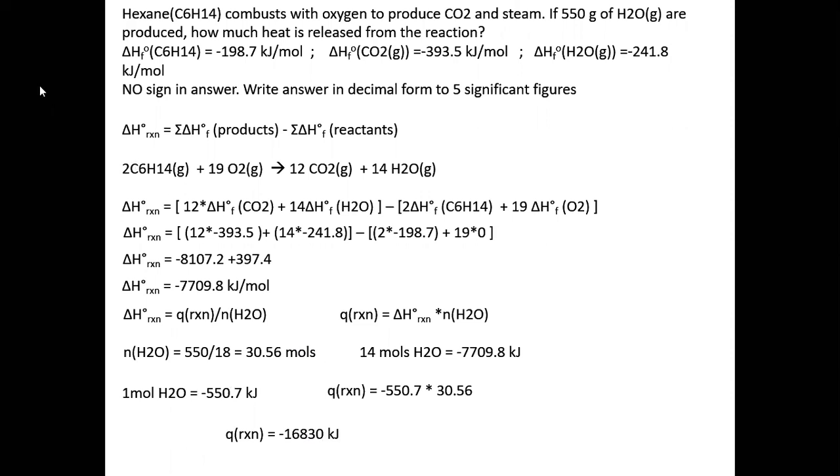And so again, this is a combination of thermochemical stoichiometry and heats of formation. So we first had to write the balanced chemical equation, determine the delta H of reaction. From that, we can know how much heat is produced by a certain number of moles of steam. We found out the moles of steam that we have. We find out how much heat is produced by 1 mole of steam. Then we can find out how much heat is released with 30.56 moles of steam.